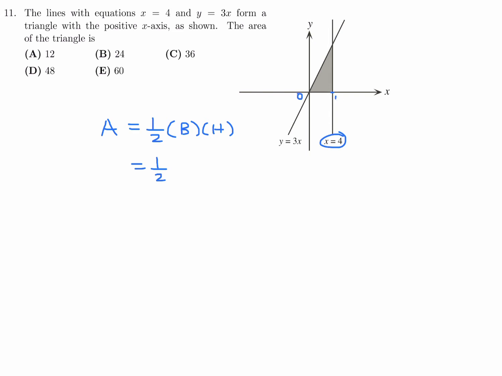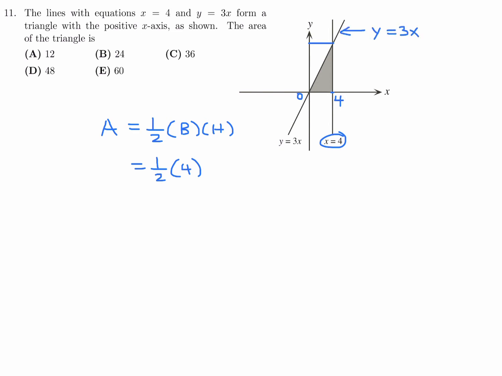And this is the origin. So we put 4. Now, what is the height? Well, the height is here, and that's obviously going to correspond to that point on the y-axis. But how do I get that point? Well, I use this equation. That is the equation of that line, y is equal to 3x.